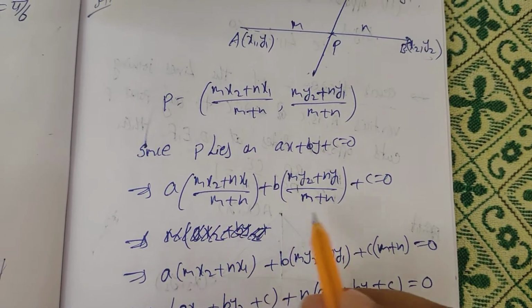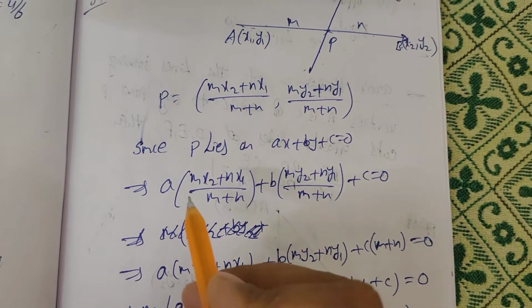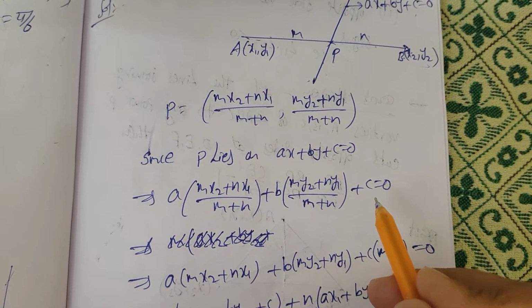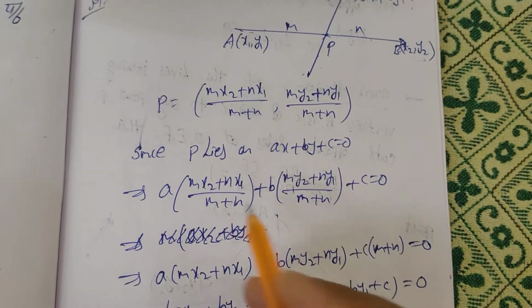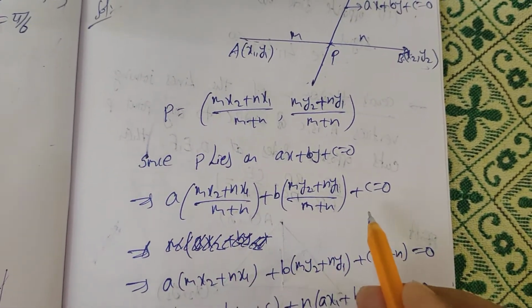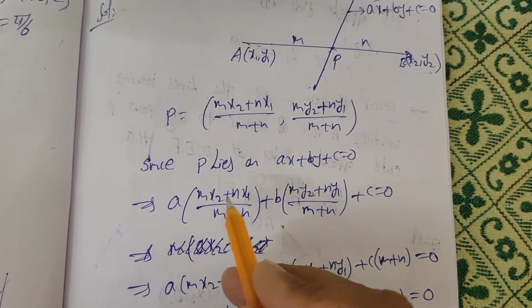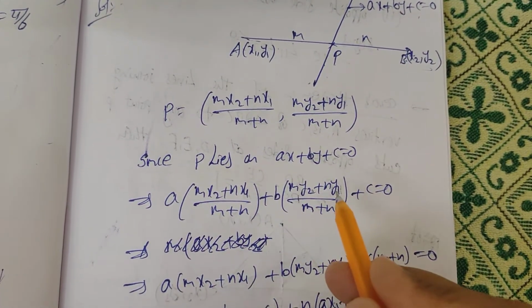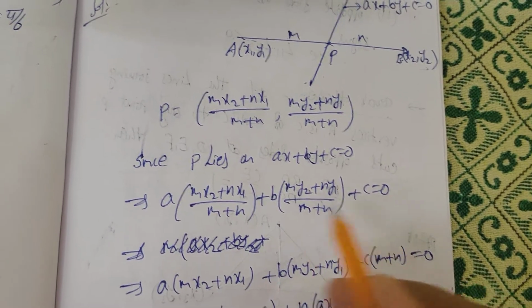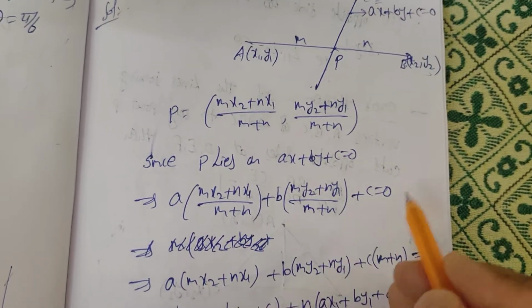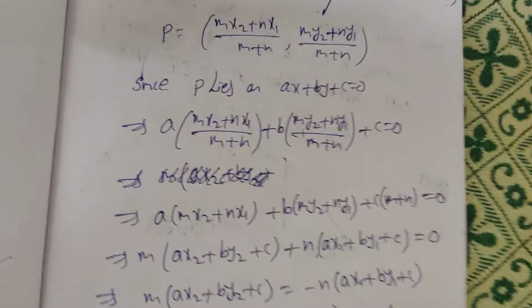Now take the LCM. For c there is no denominator, so the LCM is m plus n. So if you take LCM m plus n, we have a into (mx2 plus nx1) plus b into (my2 plus ny1) plus c of (m plus n), all by m plus n. We transpose m plus n to the right side, which gives 0, since 0 into anything is 0 only.